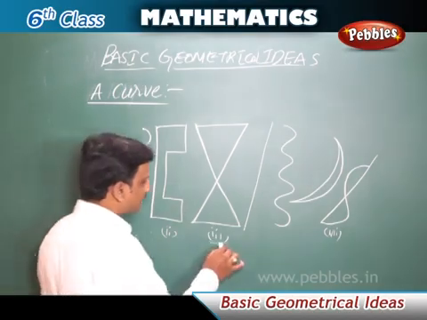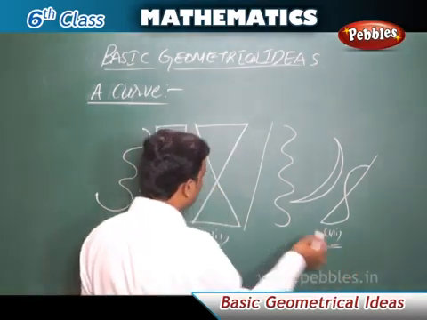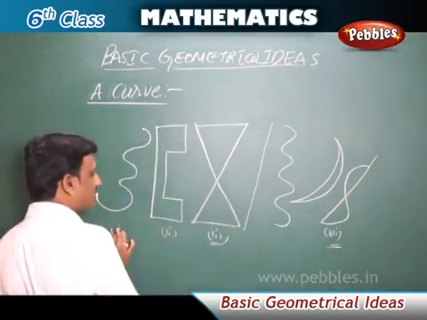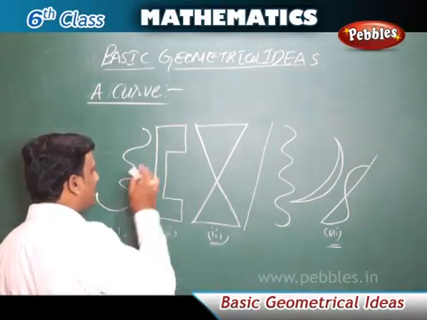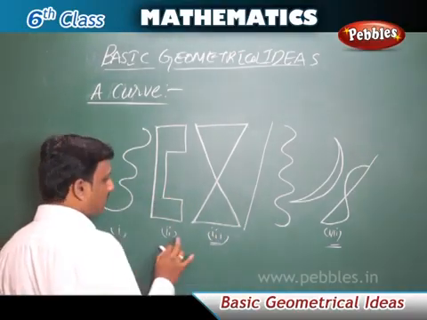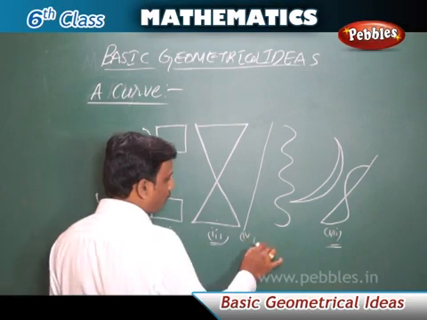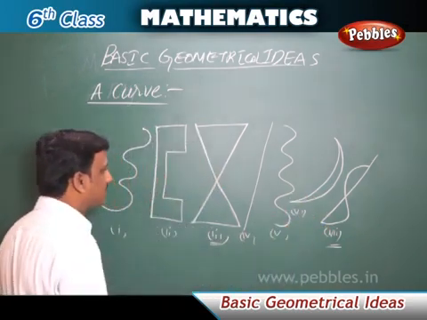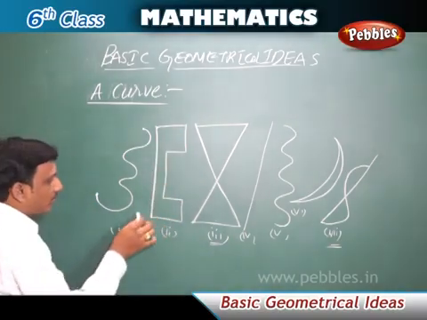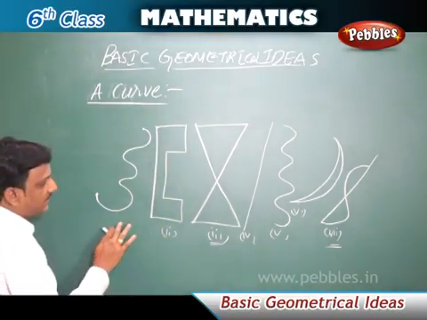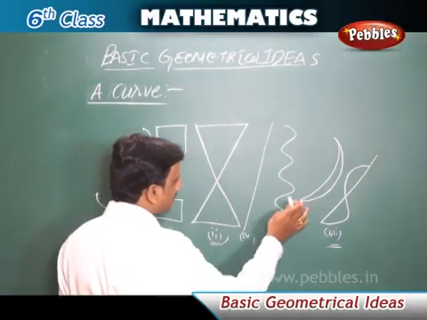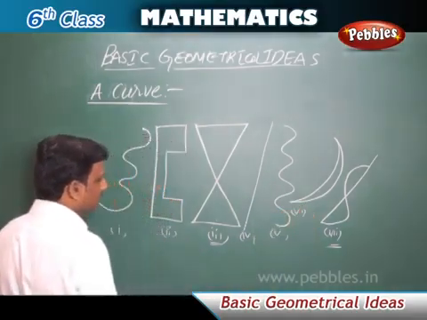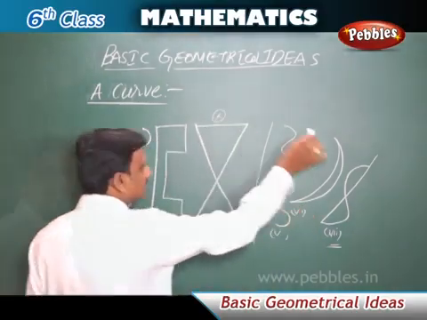Let us see this 3 and 7. These two pictures are different from other pictures. What is the difference? In case of these pictures, 1, 2, 4, 5 and 6, while drawing these pictures, the lines do not cross each other. So these pictures are called as simple curves. These are simple curves. These are not simple curves.